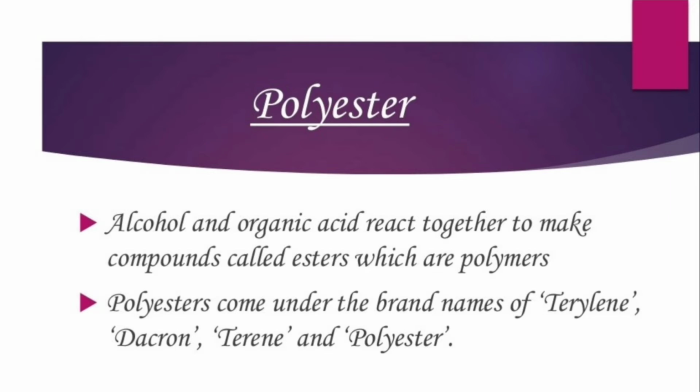So ester is a monomer. So many esters together, that means so many monomers together, form a polymer. So this polyester is a polymer of esters. Okay, polyester, that means many esters. Polyester comes under the brand names of terylene, dacron, terene. So polyester is a broad category, and under it can be terylene, dacron, terene. So these are examples of polyesters.